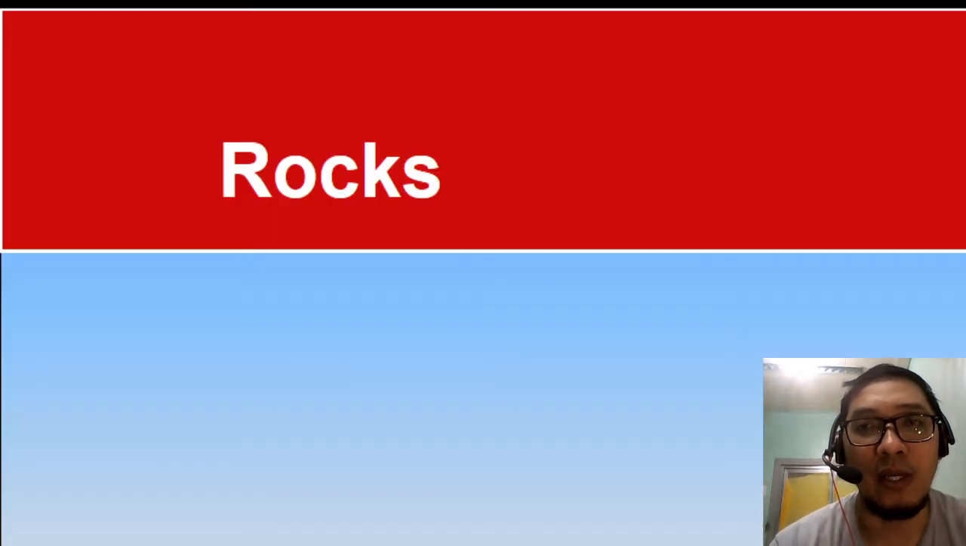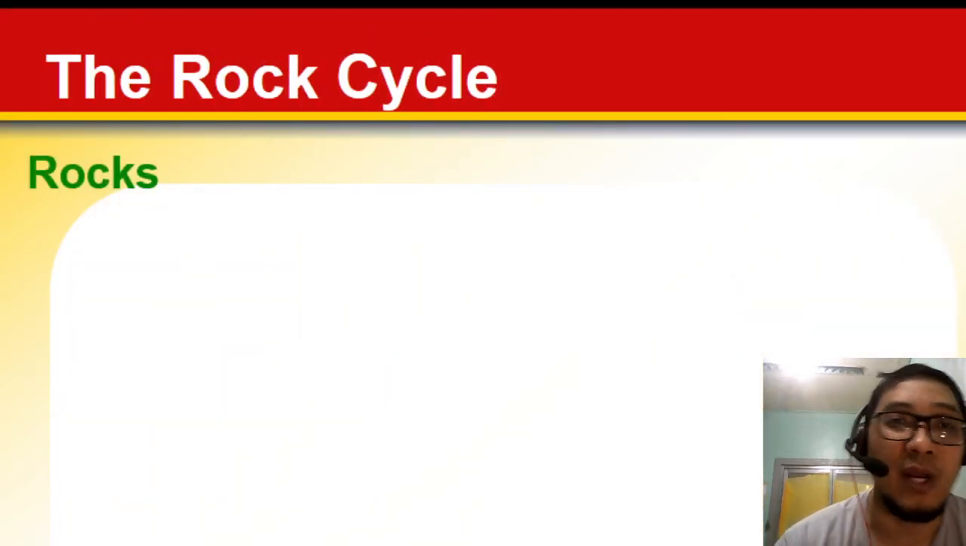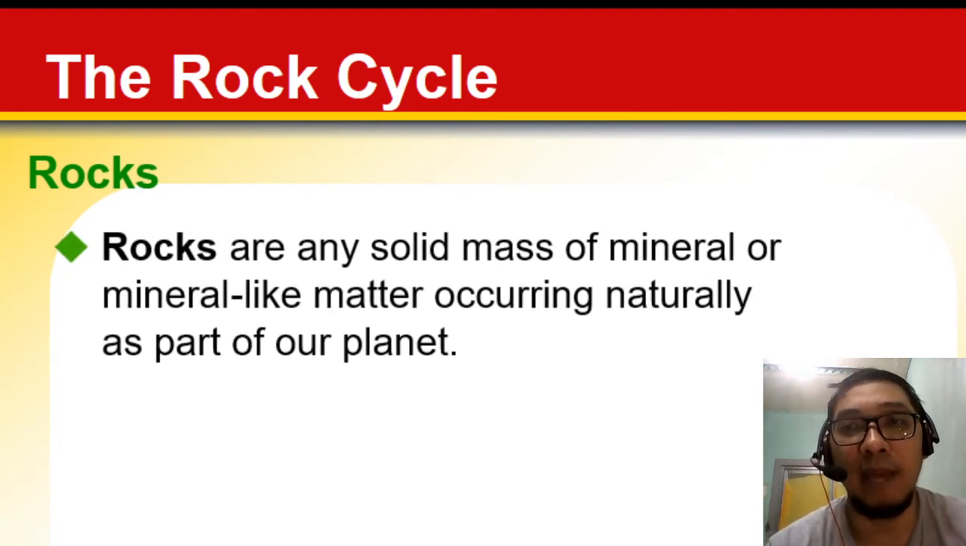What is rock? Does it undergo a cycle too, like water? So let us define first what is a rock. Rocks are any solid mass of mineral or mineral-like matter occurring naturally as part of our planet. If you try to look around, surely you will find plenty of rocks in your surroundings. Am I correct?